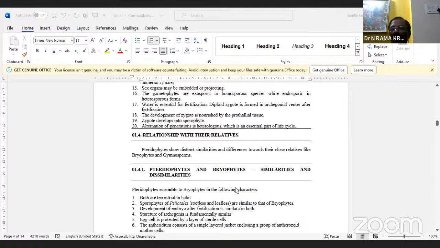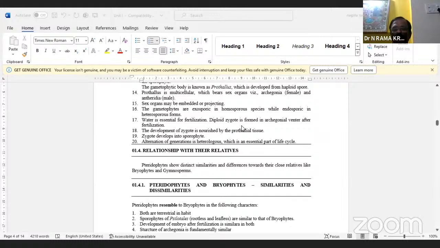Yes. So next, now you see we are going to discuss the classification of algae. So the origin of bryophytes, the algal origin of pteridophytes. So many theories are there. And next, now you see here the evolution of sporophytes. We will discuss that in the next one.